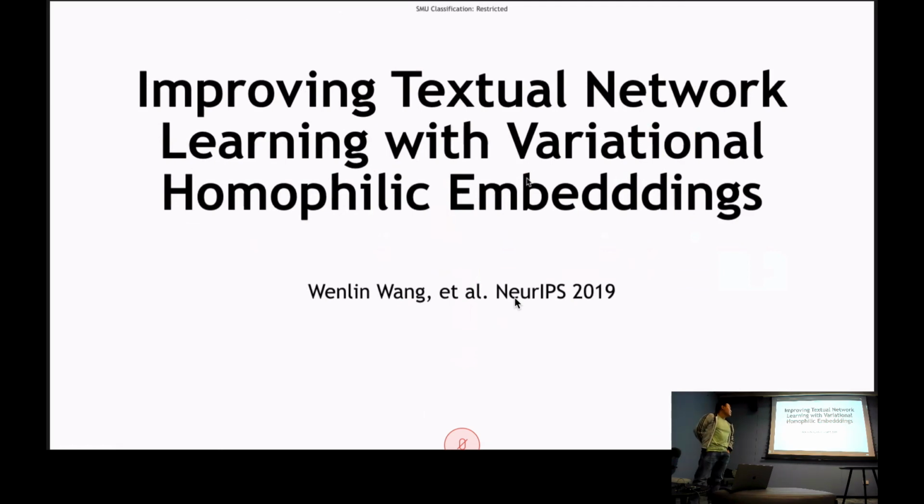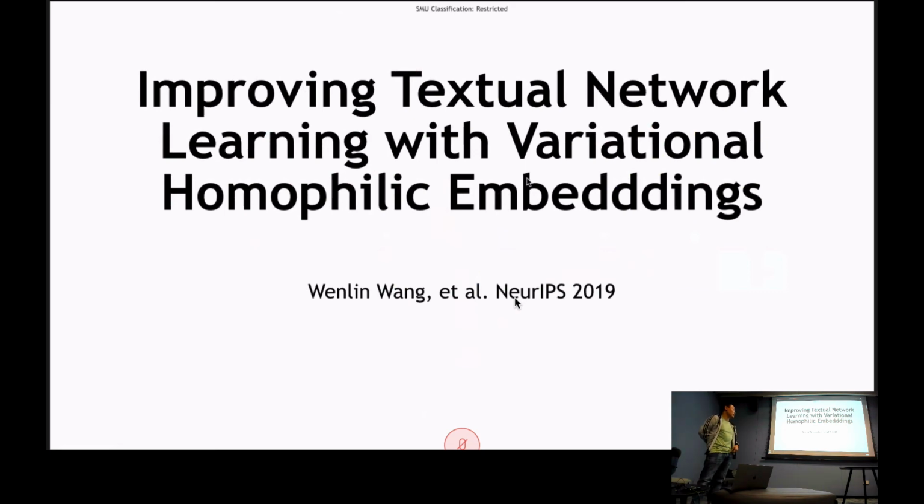Hi everyone. So today I'll talk about a paper that proposed a novel method for producing embeddings for nodes in a graph, or in a network, if you want to use that term. So first, let's talk about how it does this.